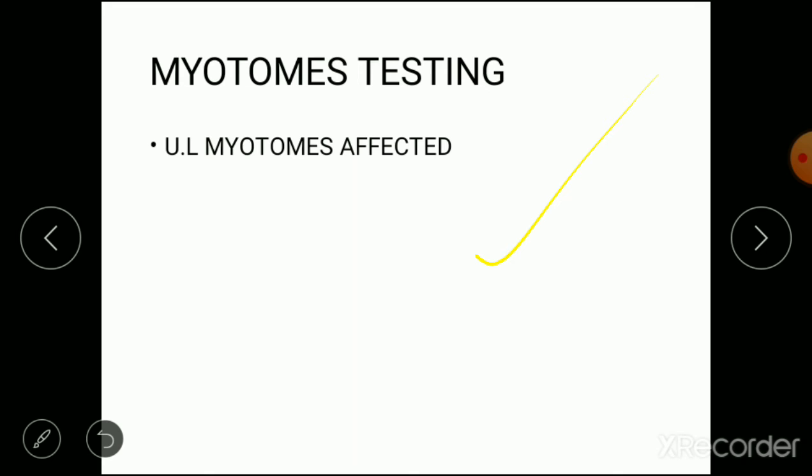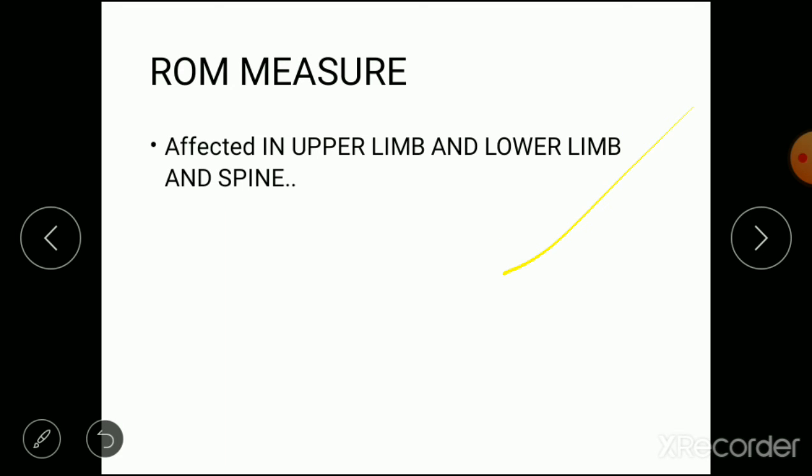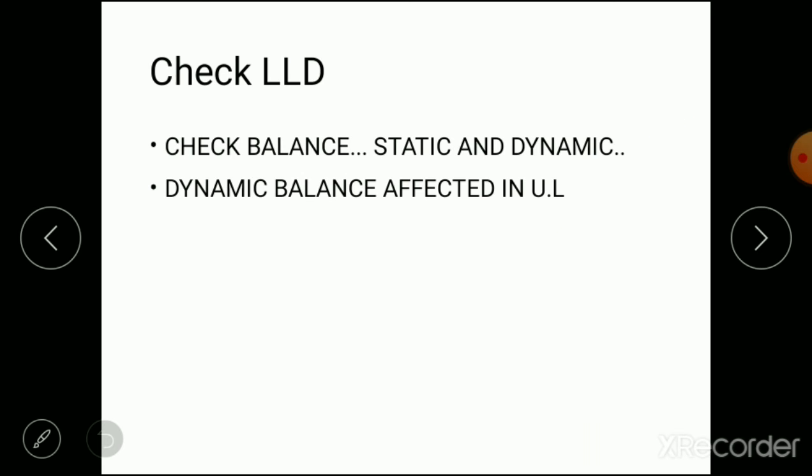Then myotome testing: the upper limb myotomes are affected. Dermatomes, that is, we check by root values and area wise. In that, sensation is affected on the upper limb and the face, and lower limb sensations are basically normal. Then the range of motion measurement: we have to check all the joints, basically affected in the upper limb, lower limb and the spine. Then check for LLD, that is limb length discrepancy.